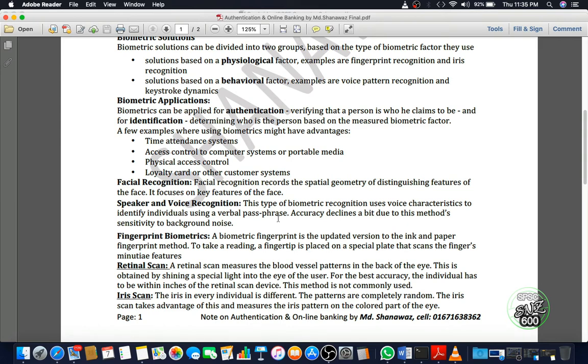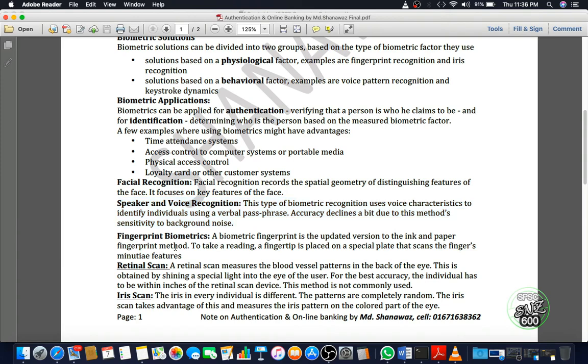Speaker and voice recognition: this type of biometric uses voice characteristics to identify individuals using a verbal pass phrase, some words being said, and it is checked. Accuracy declines a bit due to this method's sensitivity to background noise. If there is a very noisy place, you cannot get good benefit from this system.